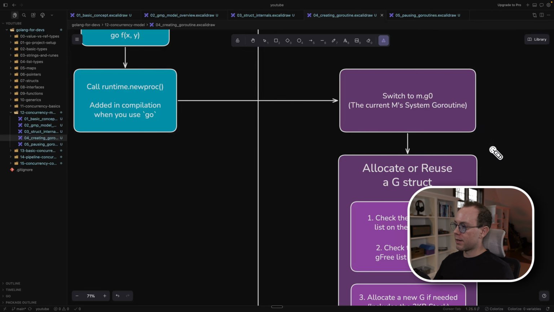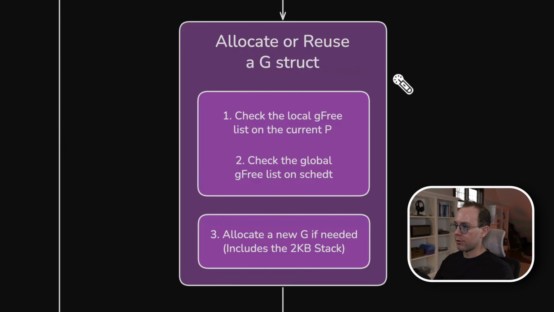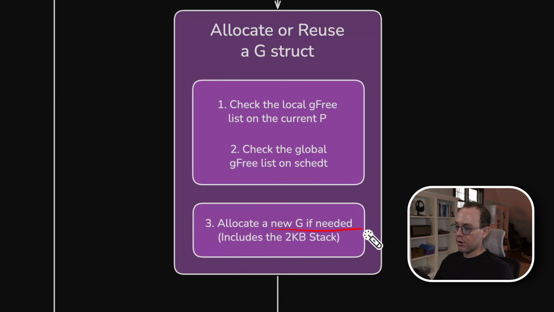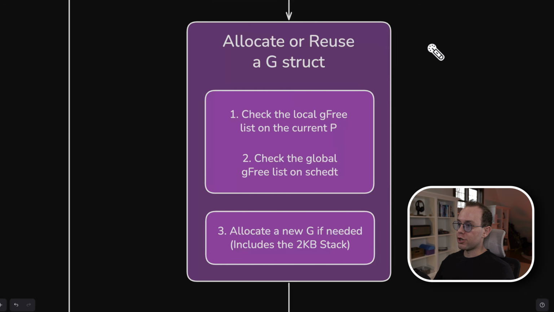So the first thing we need is a G struct to represent the new Goroutine. And the runtime will either allocate or reuse one of the dead G structs from the dead lists. It'll first check the local gfree property for any of the unused G structs. Then it will check the global list of empty Gs on the schedt global struct. And if there aren't any reusable structs in those two lists, then a new G struct will be allocated with an included stack.